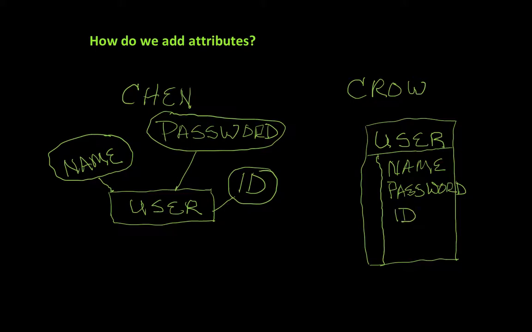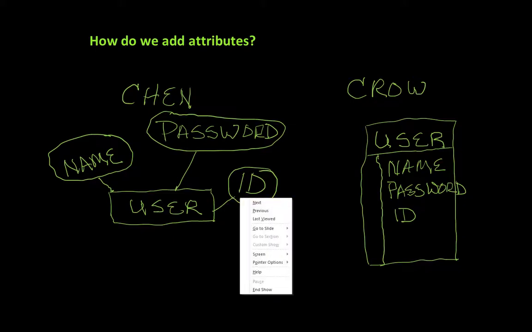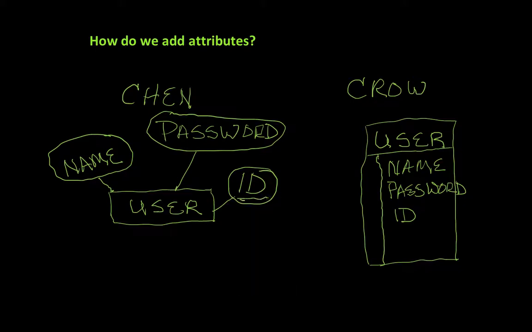Now, what we want to add to these is a way to indicate what our primary key is. So if we go back to chin, it's very simply done by underlining the attribute that's the primary key. In crowfoot, we take a little more positive approach, and in the smaller column we indicate the primary key.